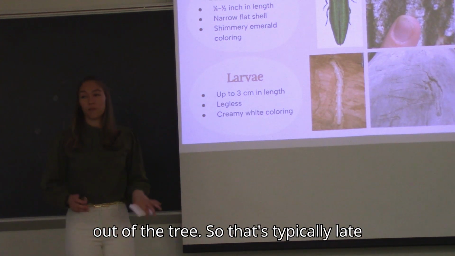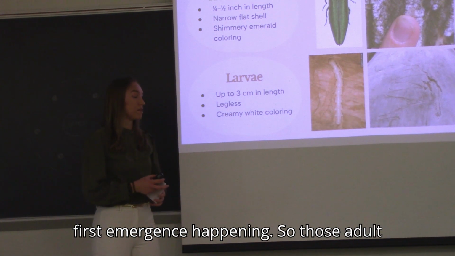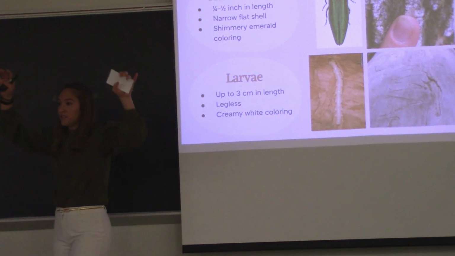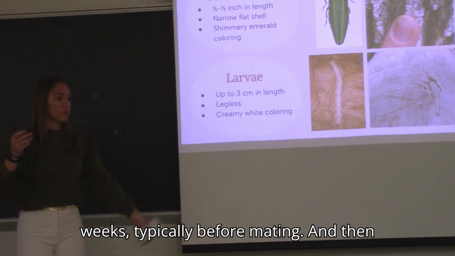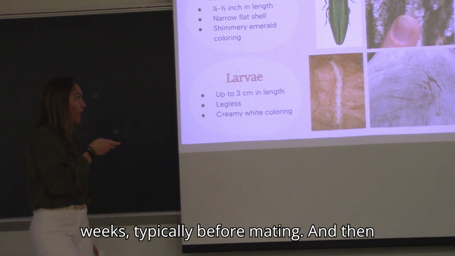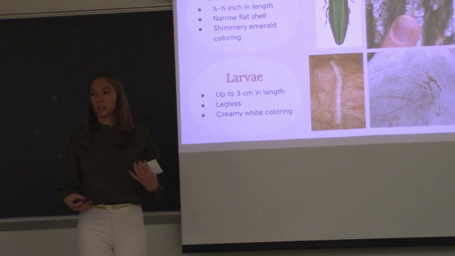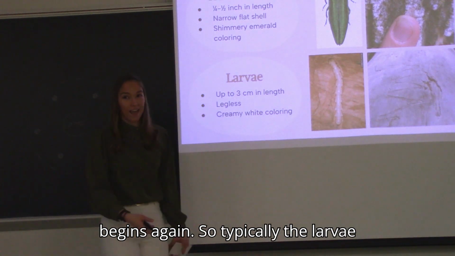So that's typically late May into early June that you'll see the first emergence happening. So those adult beetles come out and they feed on the ash leaves for 1 to 2 weeks typically before mating. And then on that 3rd week, the females are depositing their eggs and developing the eggs inside of them, and then the cycle begins again.